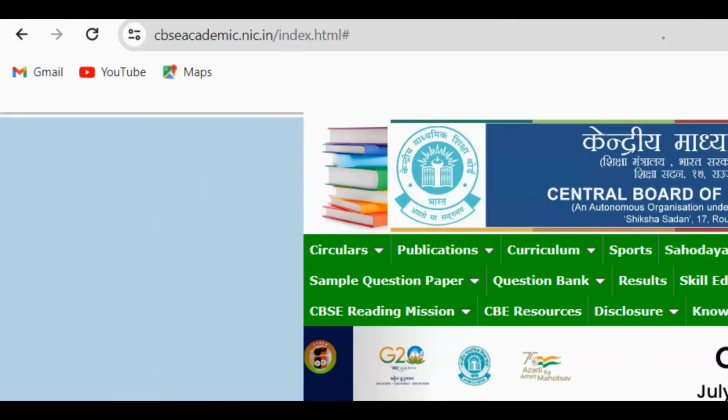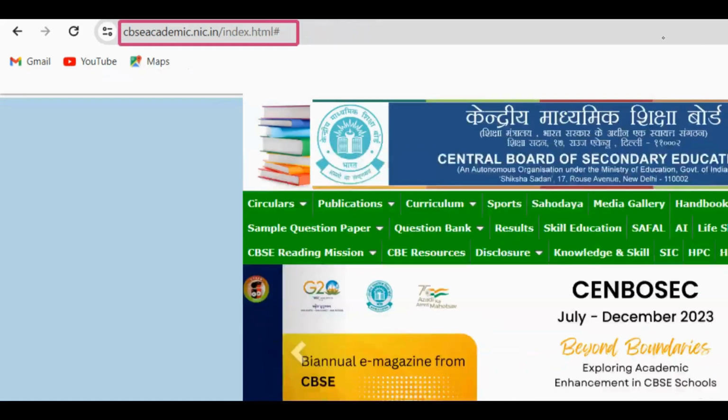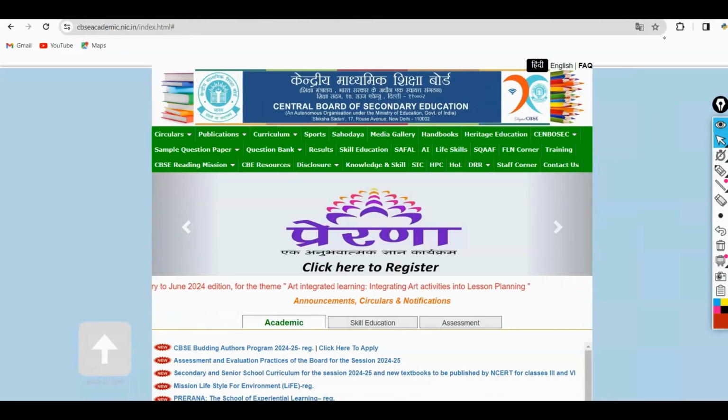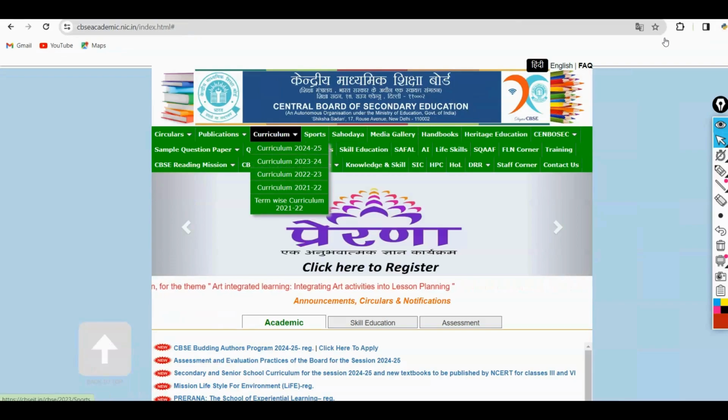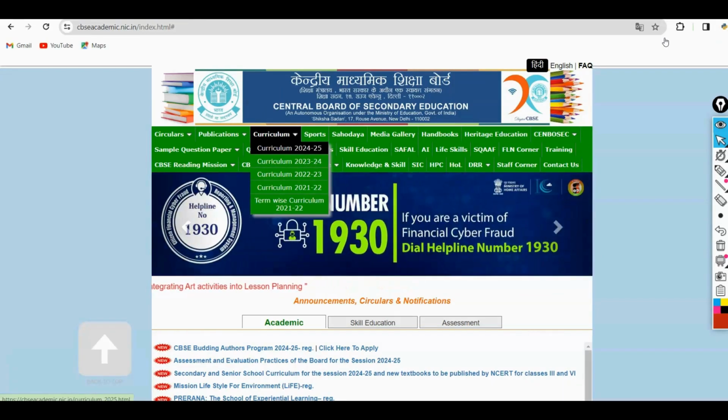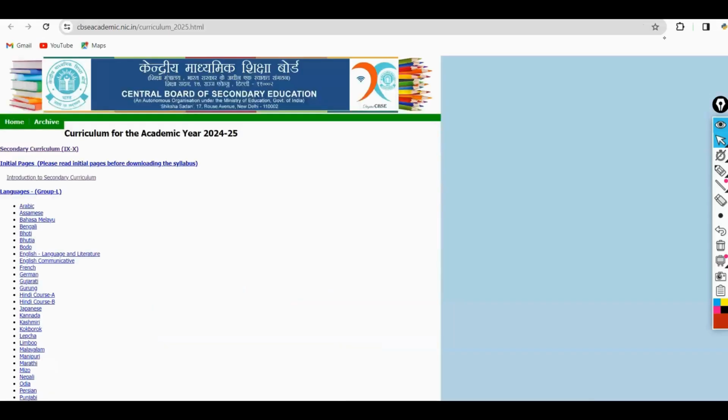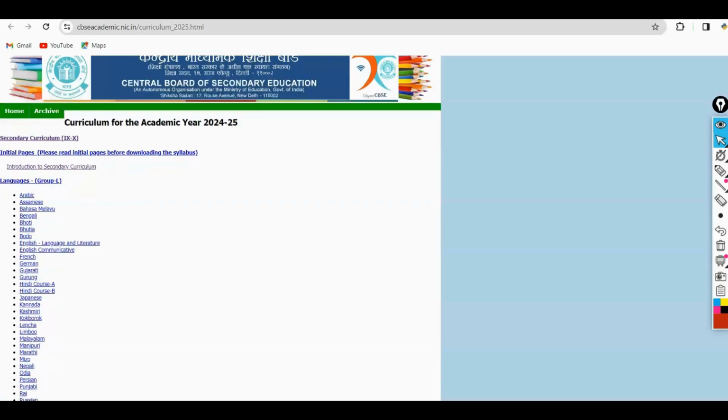Okay, this is your website. You can move on to this website and look onto the curriculum. Under the curriculum part you will be finding 2024 to 2025. Just click onto it. After clicking, you will be finding the pages for secondary curriculum for 9th standard to 10th standard. Okay, you don't need that.